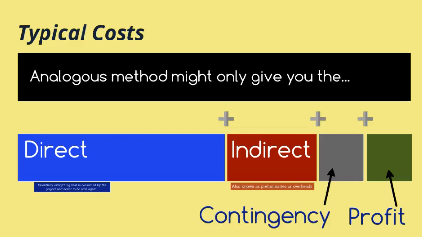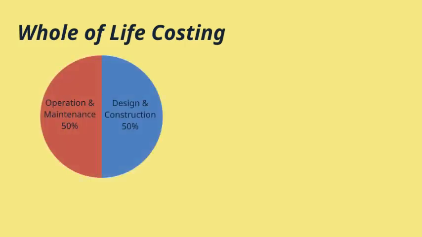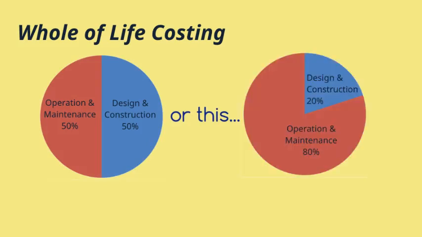So this gives us our total project cost, but a good project manager does need to think about whole-of-life costing. By whole-of-life costing, we mean the project costs plus the operation and maintenance costs. In construction, this could sometimes be a 50-50 split, or sometimes the operation and maintenance could be up to 80% of the total.